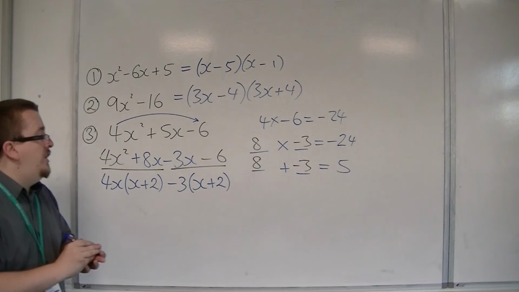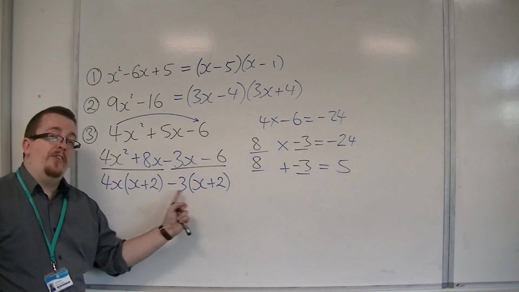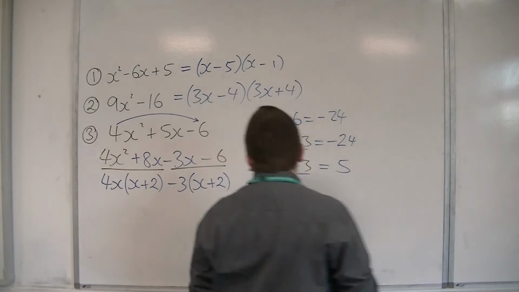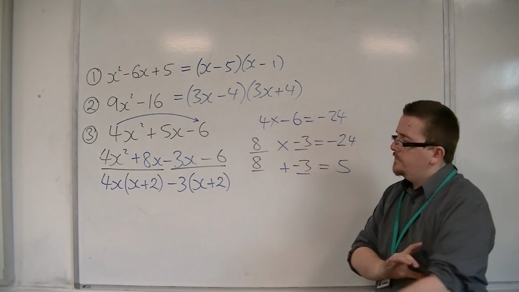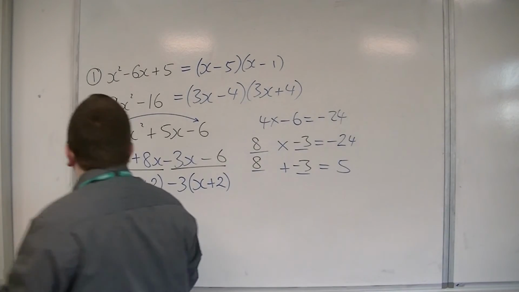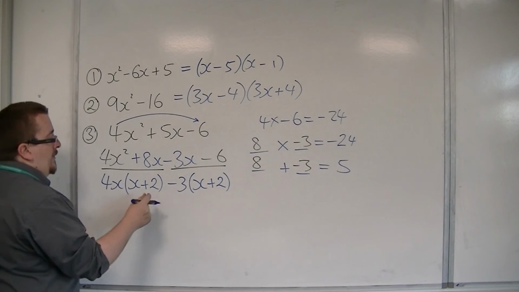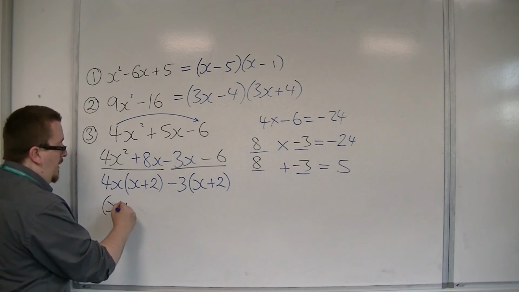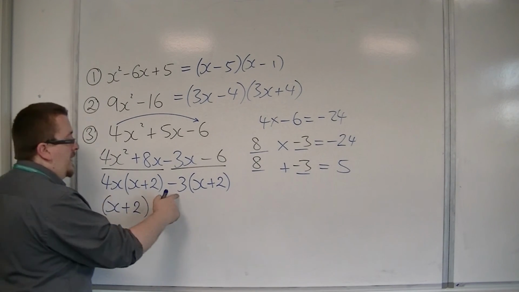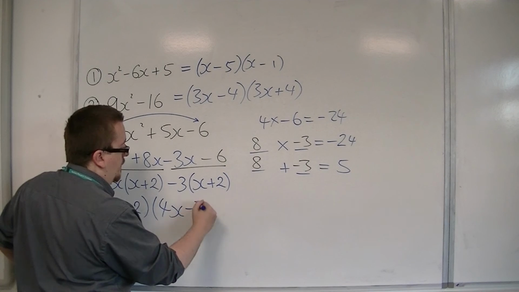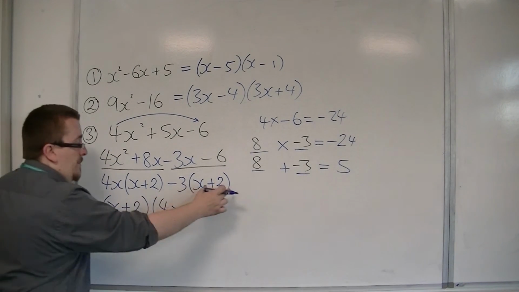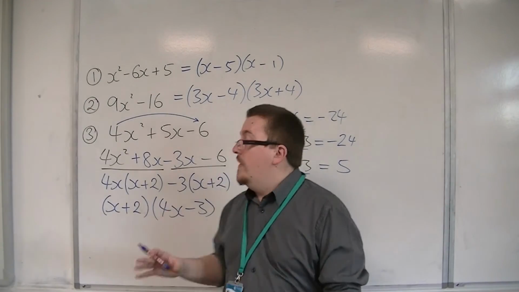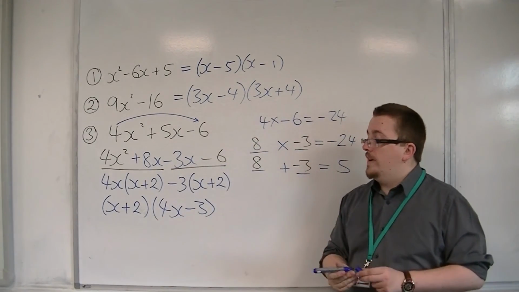What you should find is that you always get the same bracket here. If you don't, if you've got different elements inside those brackets, you've gone wrong. We can then say, well, if we've got 4x lots of x plus 2 and minus 3 lots of x plus 2, then I would have x plus 2 times 4x minus 3. Okay, so the x plus 2 is just coming from the bracket, the 4x minus 3 takes up the second bracket, and that is then the third quadratic factorised.